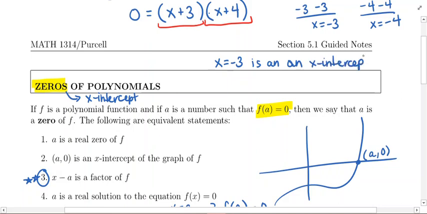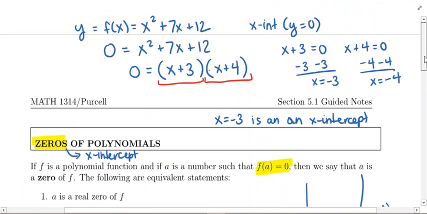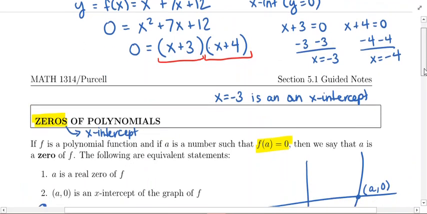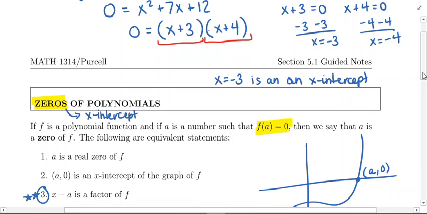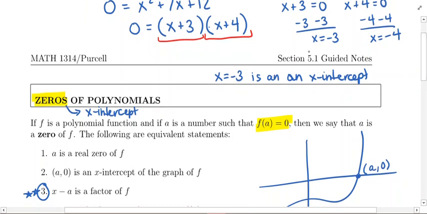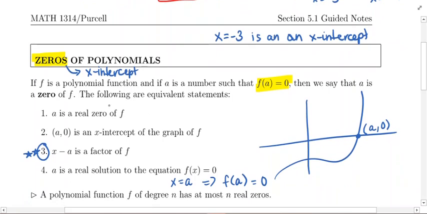Okay, because we solved for it. We solved this particular quadratic function and we found it has two x-intercepts. I'm just concentrating on one of them for right now, the -3. Okay, x equals -3 is an x-intercept. That's your a value here. So a is -3. Then according to part 3 here, x minus a is going to be a factor.